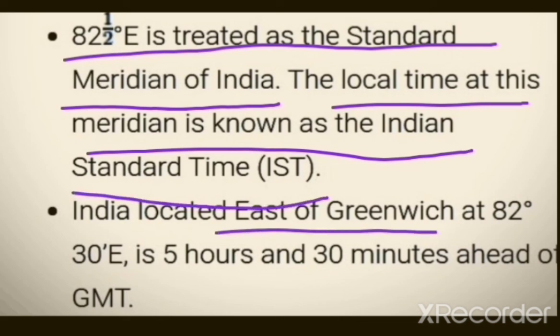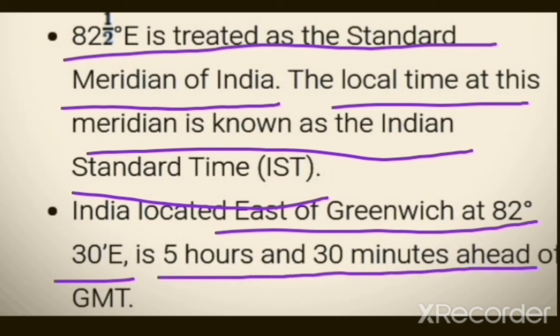India is located east of Greenwich at 82 degrees and 30 minutes east, that is 5 hours and 30 minutes ahead of GMT. इसका मतलब ये है कि जो इंडिया का स्टैंडर्ड टाइम है, that is the 82 degrees and 30 minutes east, is ahead of Greenwich time by 5 hours and 30 minutes. That means अगर ग्रीनिच में, मान लीजिए जो प्राइम मेरिडियन है उसमें अगर दोपहर के 12 बज रहे हैं, तो इंडिया में कितना टाइम हो रहा होगा? इंडिया में 5.5 घंटे आगे टाइम होगा. इसका मतलब ये है कि यहाँ पर शाम के 5:30 बज रहे होंगे.